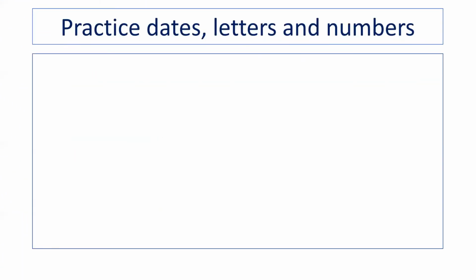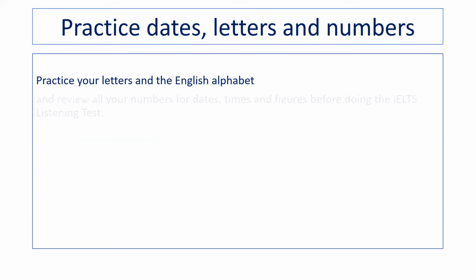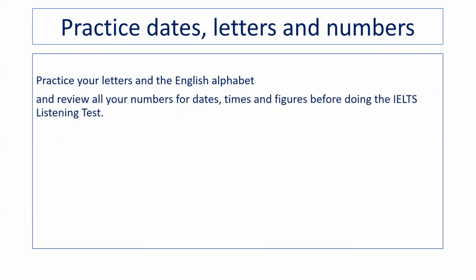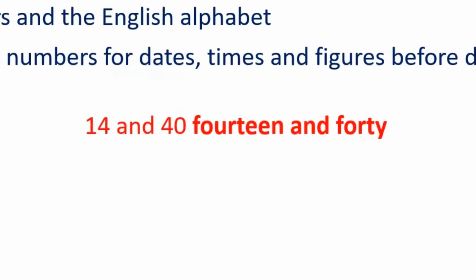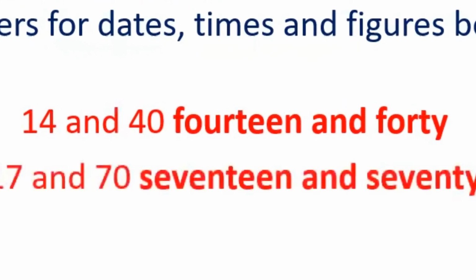As you can see, it's very important for section 1 to really practice the dates, letters, and numbers. Make sure that you review them before you do the listening. Sometimes letters can sound similar in English, like E and I and A. Review all of your numbers for dates, times, and figures also before doing the test. So 14 and 40, those sounds are very similar.